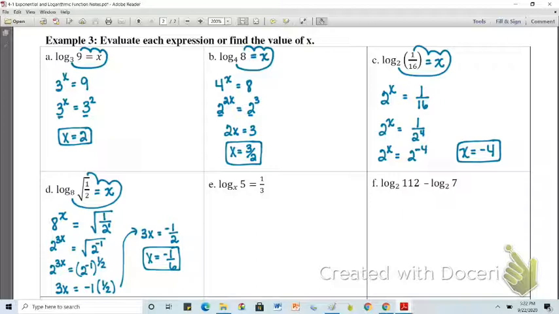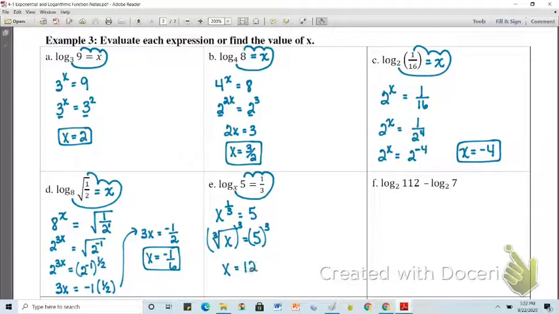So if I look at E, here my x is in another position. That's okay, we're still going to do the hamburger helper hand. So x to the 1/3 power equals 5. Well, remember, 1/3 power, I could really write that as the cube root of x. And how do we undo a cube root? We raise it to the 3rd power. So we get x equals 125.